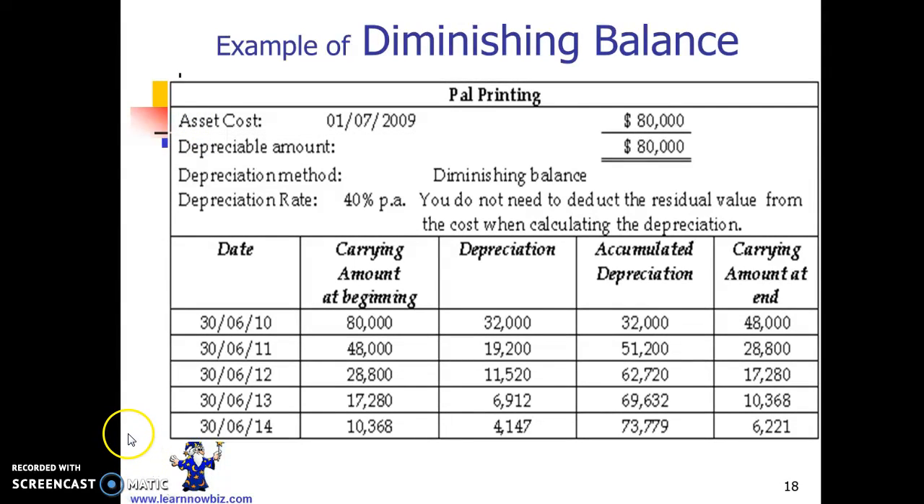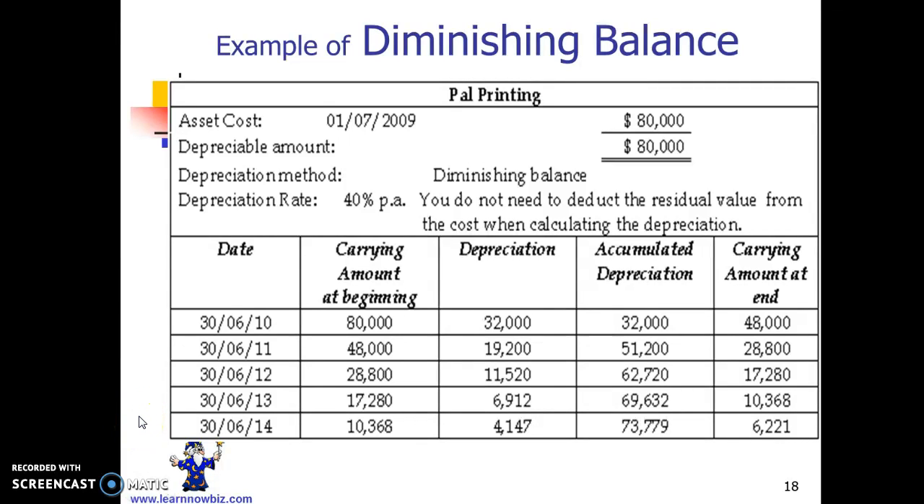The asset cost in this case is $80,000. Remember, there's no residual value, so the depreciation amount is also $80,000. Depreciation rate is 40%. Now, the cost of the asset was $80,000 at the beginning of the period. During the year, the asset depreciated by 40%. So the depreciation then is $80,000 by 40%, which is $32,000. So the accumulated depreciation at the end of the first year is also $32,000.